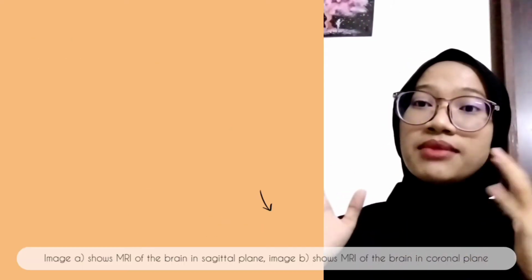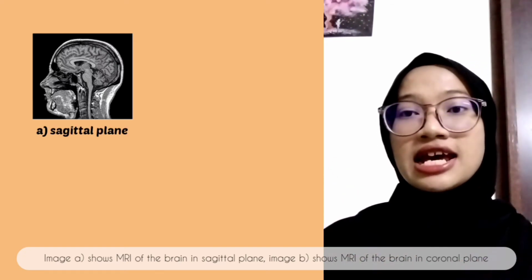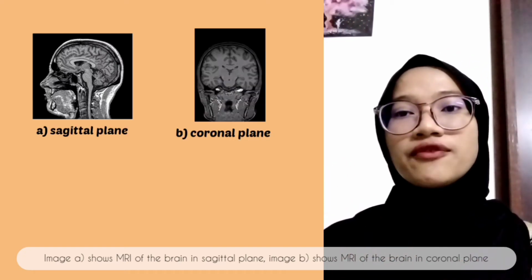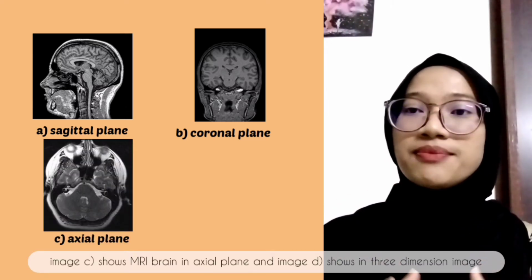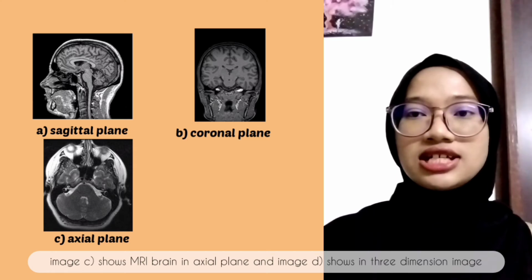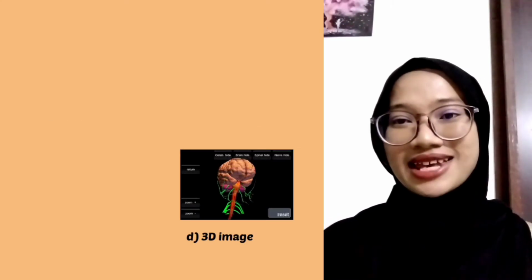Image A shows MRI of the brain in sagittal plane. Image B shows MRI of the brain in coronal plane. Image C shows MRI of the brain in axial plane, and image D shows a 3-dimensional image.